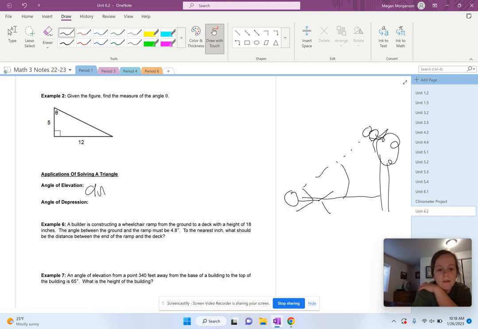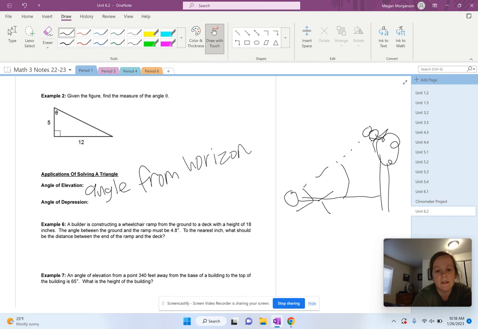So the angle, this is going to be so bad because I'm just writing with my finger. From horizon to object, basically. This angle from just straight out from the ground all the way up to the object you're looking at.